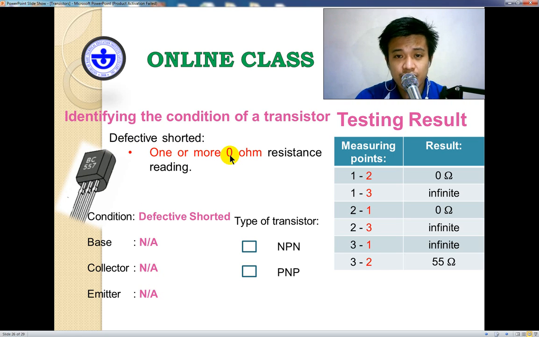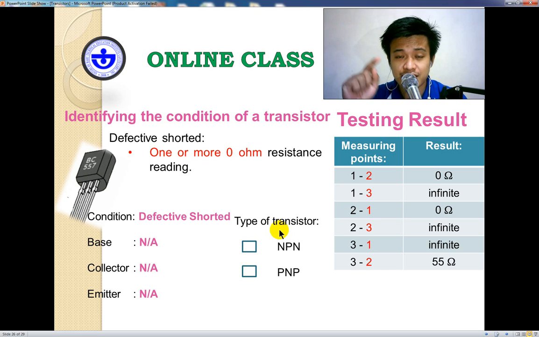So again, one or more 0 ohm resistance reading. So based on this data, there are more than 2 readings in here, and we get in here the 0 ohm, automatically the condition is defective under shorted. And the question is, which leg is the base, collector and emitter now, and as well as what type of transistor. Now, when the transistor is defective, you cannot identify what type of transistor.